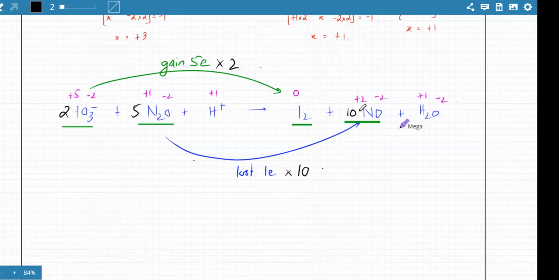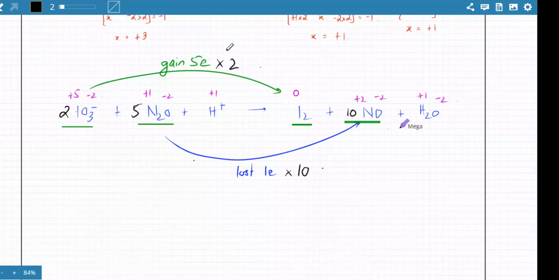Yes, sir. The reason is you have to balance the number of electrons gained and lost. That's the reason. You can't balance it the normal way. How many electrons is nitrogen losing? It's losing 1 electron. Nitrogen is +1 over here, and nitrogen is +2 over here. So that means it lost a total of 1 electron, one of the nitrogens. Iodine, on the other hand, was going from +5 all the way to 0. So one of the iodines is gaining 5 electrons.